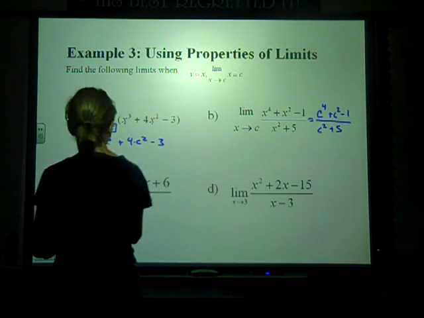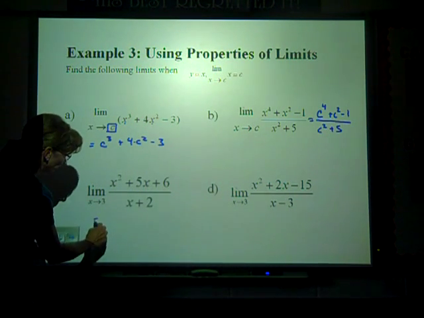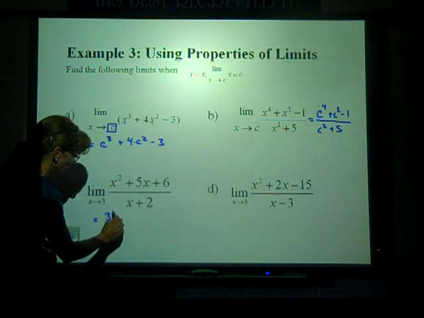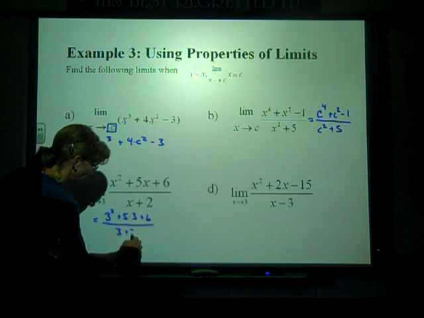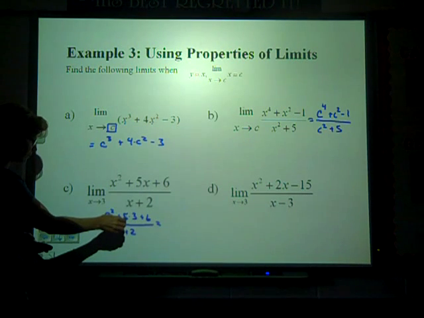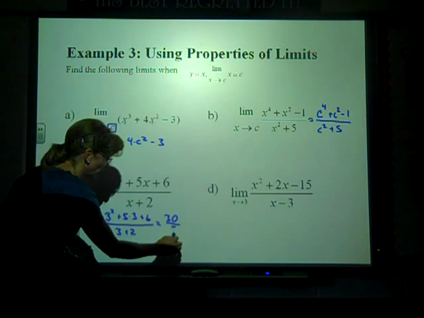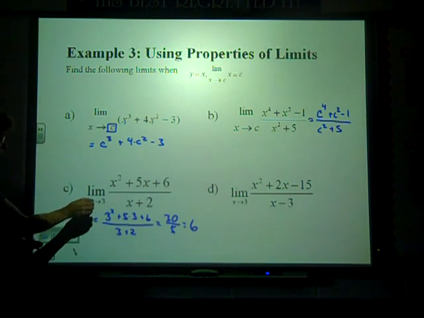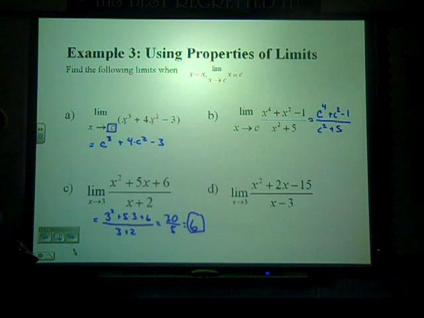Now down here for c, we want the limit as x approaches 3. Well, that's an actual value. So I'm going to put that in here for x, and I'll get 3 squared plus 5 times 3 plus 6 all over 3 plus 2. Work it out, and you've got 9 plus 15 is 24, plus 6 is 30, over 3 plus 2 is 5. And the limit as x approaches 3 of all of this is 6. If you graphed it and looked at 3, that's what you'd see. It's defined at that point, and the y value is 6.